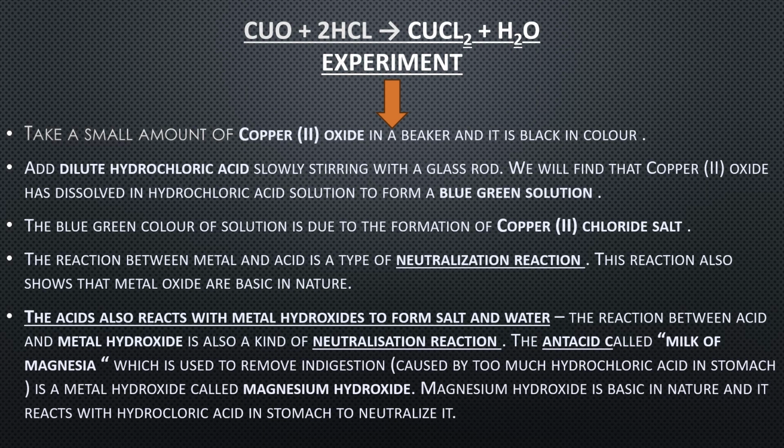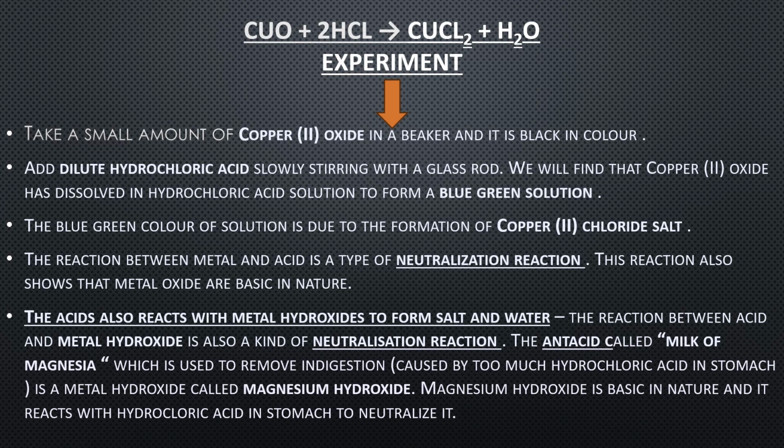When we feel indigestion, then this is the medicine, that is milk of magnesia, and we take it. This is caused by too much hydrochloric acid in the stomach. We know that hydrochloric acid is present in our stomach. It plays an important role in our digestion, but when it is in excess, then it becomes a problem for us. And at that time, we take milk of magnesia.